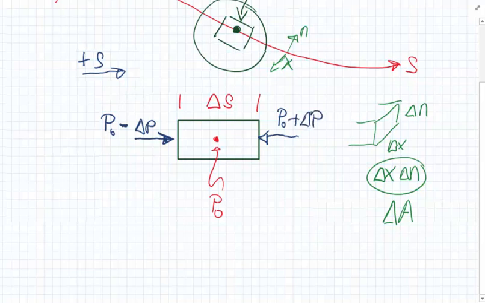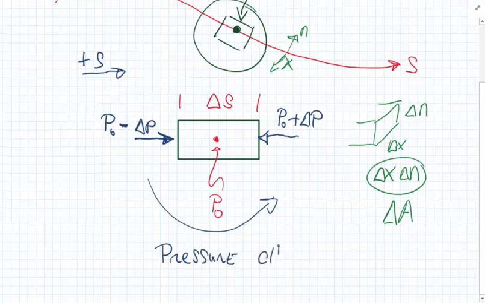So what we're basically saying is that as we move from this side to this side of my differential volume, we can say pressure is going to either increase or decrease. So pressure will change, or at least we're leaving the possibility for the pressure to change. All right, so what is that going to give us?